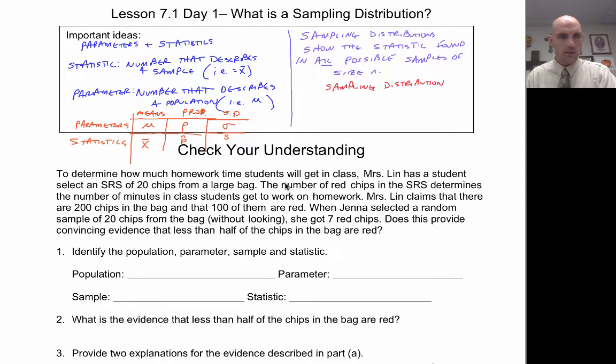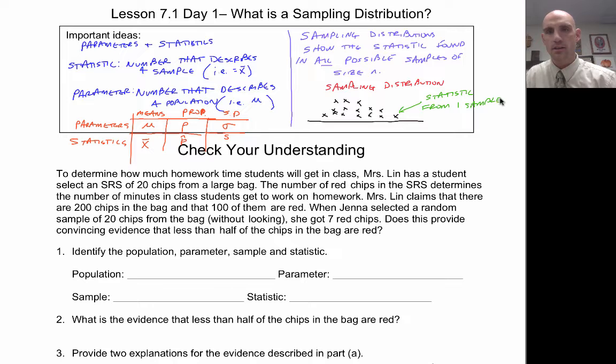And I'm going to draw in a model sampling distribution. So we're going to have a bunch of data values here, right? And what do those things stand for? What do those individual little dots stand for? Well, this little dot here, this mark here, stands for a statistic from one sample. Okay, so it's not one individual score, it's a statistic from one sample.